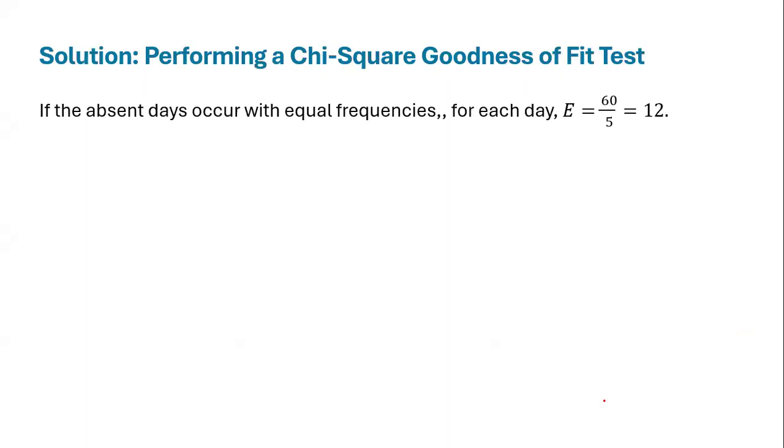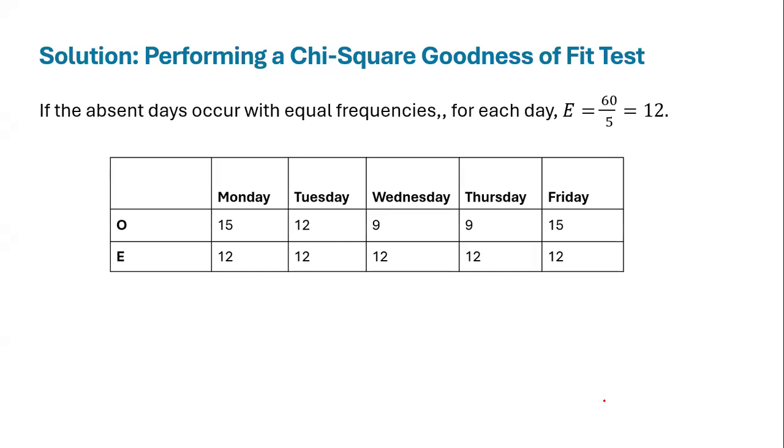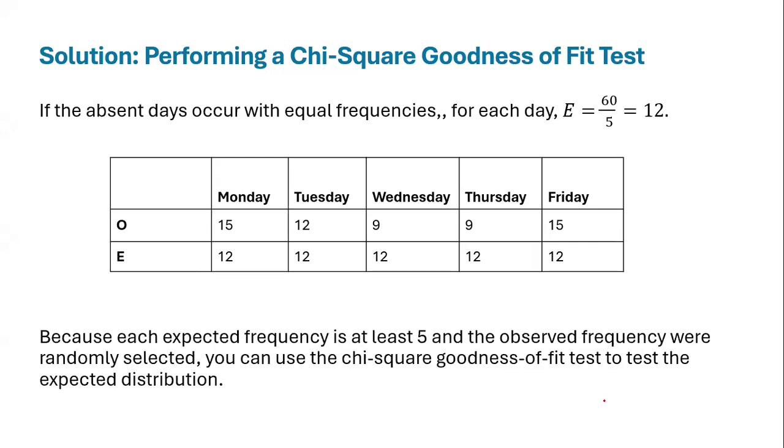After finding the observed and expected frequency, now it's time to find the critical value. Since you want to use the chi-square table to find the critical value, you need to know the degrees of freedom. Degrees of freedom is k minus 1, the number of categories minus 1. We have 1, 2, 3, 4, 5 days of the week, so 5 minus 1 is 4. Oh yeah, we forgot to check the requirement. Don't forget to check the requirement: we need to make sure that all the observed frequencies are random and the expected frequencies are at least 5, which they are.